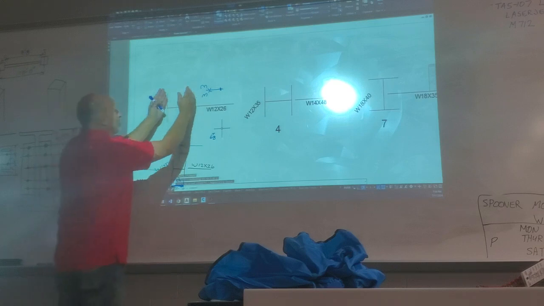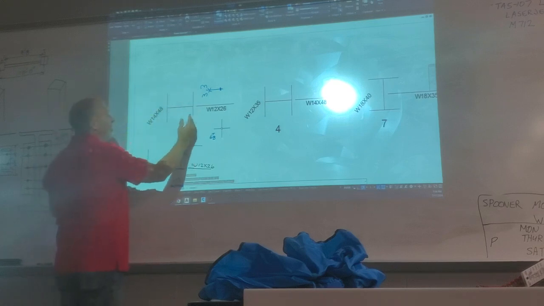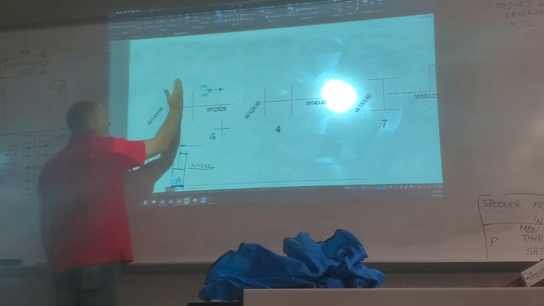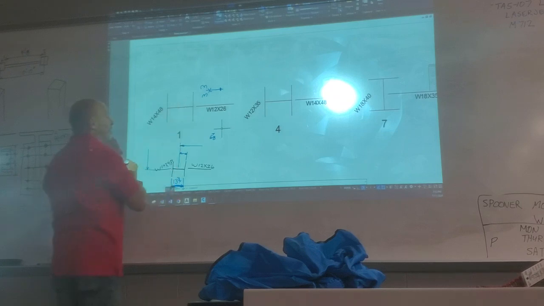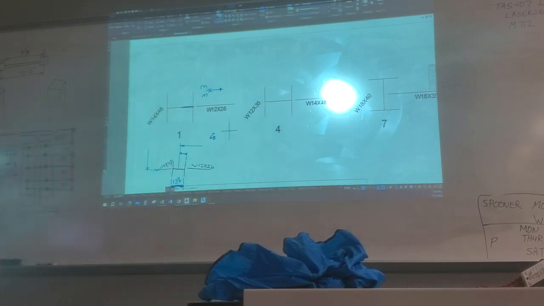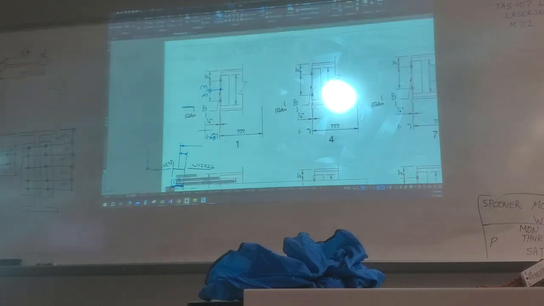So here's my column right here, this I shape right here. My dimension would be going to there, so our minus dimension is half of that, which would be half the depth of that member. And then we subtract the 1/4 inch, right? Do we subtract the 1/4 inch? No, ignore that. Okay. Yeah, ignore that.